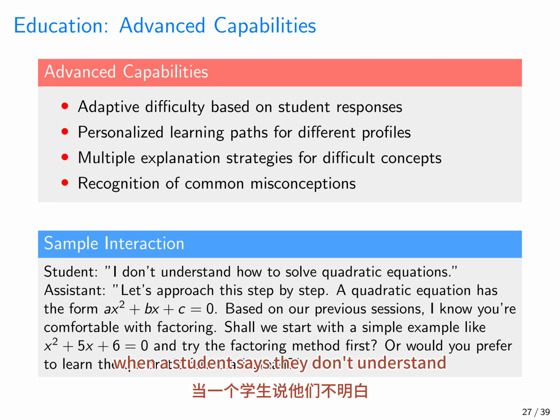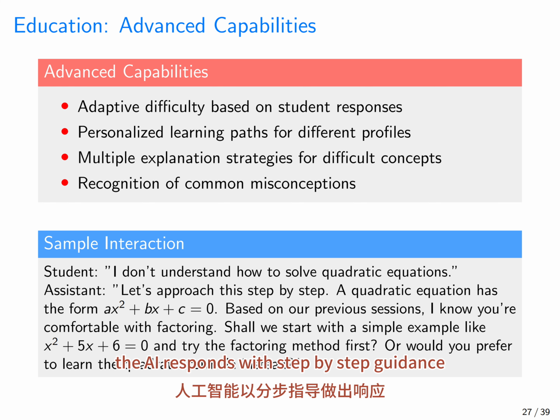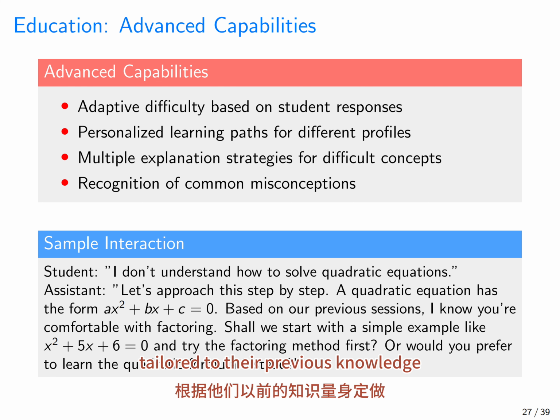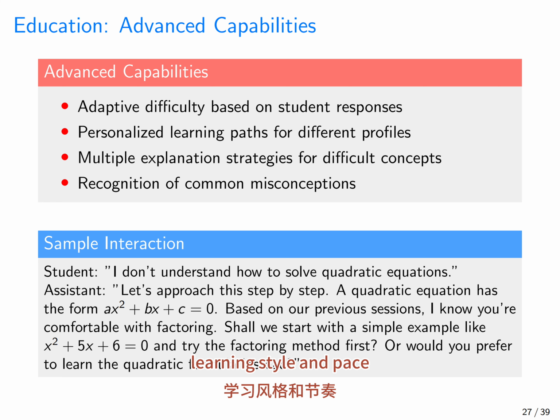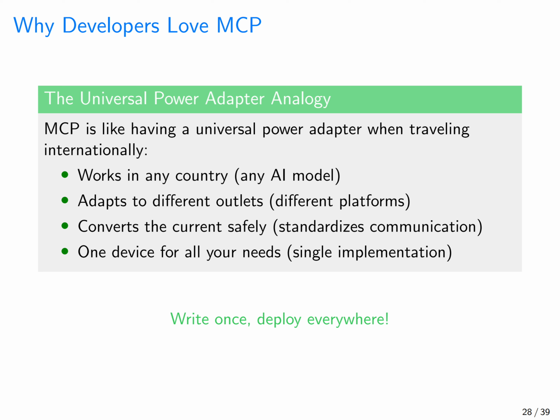When a student says they don't understand quadratic equations, the AI responds with step-by-step guidance tailored to their previous knowledge, learning style, and pace, creating a truly personalized educational experience.